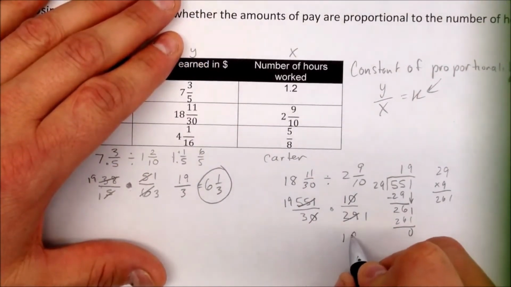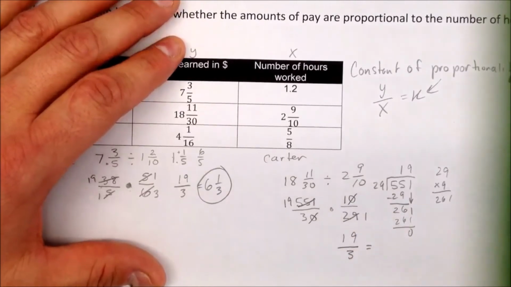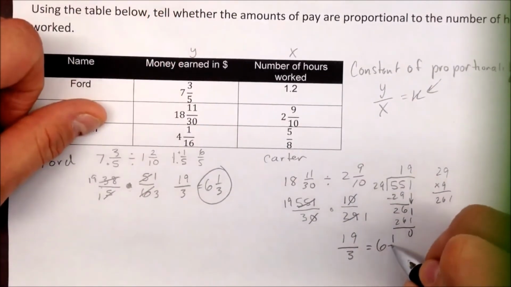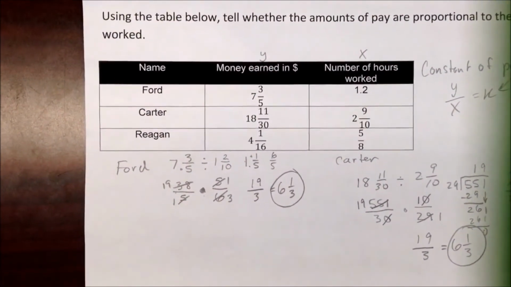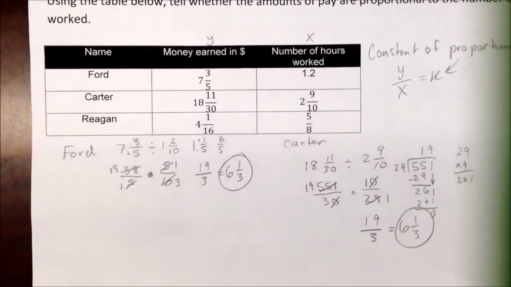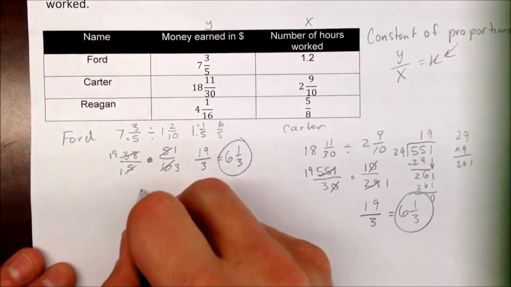So I get 19 thirds. Hey, that's awesome because that's the same thing I had before. So far, this definitely looks like they're proportional. Yeah, this is looking good. Okay, let's finish up Reagan now. Reagan's the last one. I'm going to do his probably on the bottom. Move down a little bit. Here, you have room here. See it? So we'll do his right here.